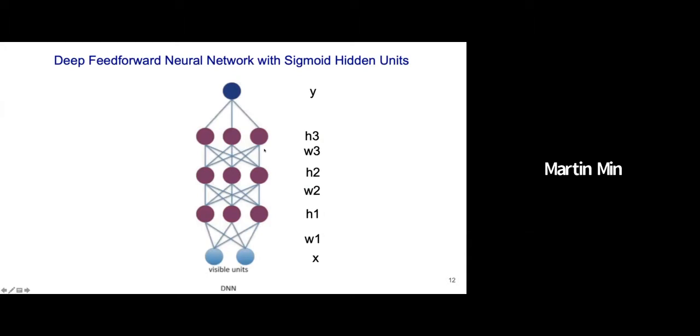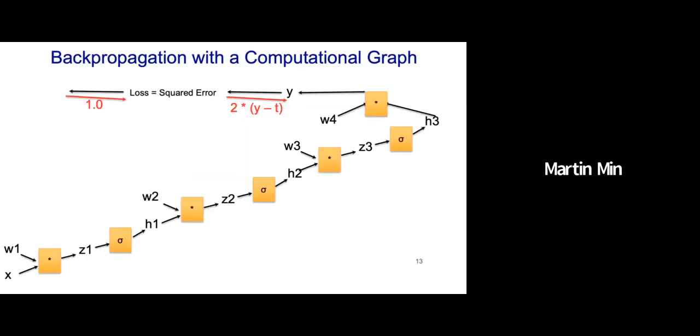The deep feedforward neural network is just a neural network with many fully connected layers and some nonlinearities. For example, here is a deep feedforward neural network with 2 visible units and 1 output unit, with 3 fully connected layers, and a sigmoid or ReLU activation function applied to each unit. Following the computational graph we talked about in the last lecture, this is how we can do backpropagation.